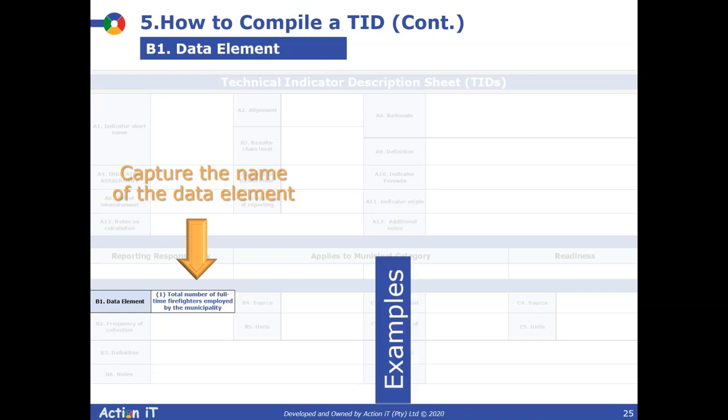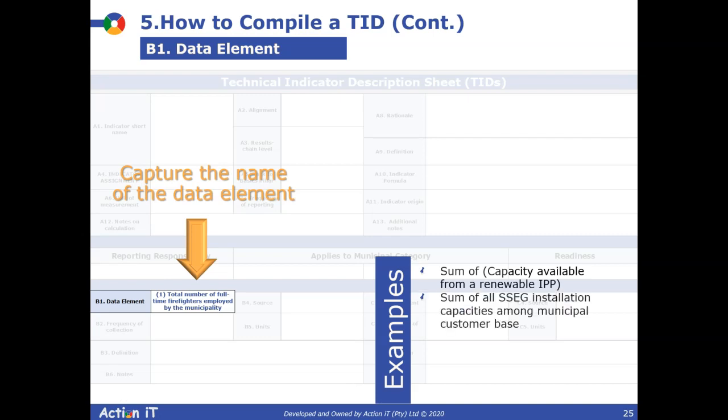Other examples of data elements for other indicators could be sum of capacity available from a renewable IPP, sum of all SSEG installation capacities among municipal customer base, total ESCOM sales direct to municipal customers, total liquid fuel sales for road transport.